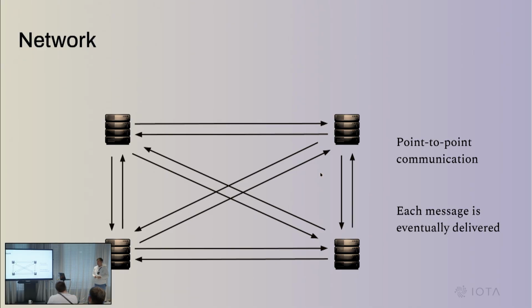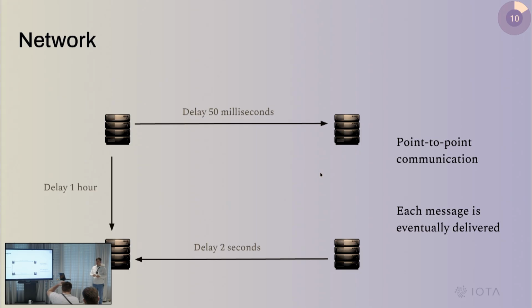Basically, we have a network with point-to-point communication. This is important to provide the lowest possible latency, because if we have, say, a gossip network, then it takes a little longer to deliver one message from one validator to another. We assume that each message sent by an honest validator to another honest validator is eventually delivered. We don't have a precise bound on when it will be delivered, so there could be different delays.